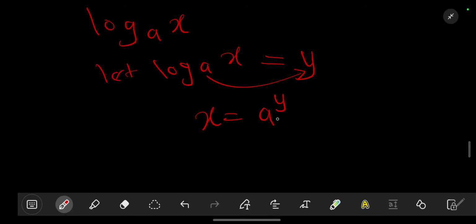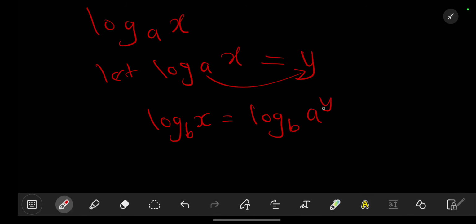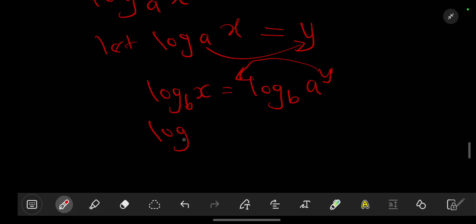Now let's say we want to introduce the log of b on both sides. So we have x is equal to a to the power of y, and we introduce the log of b. Let me write this properly: log of x base b, and log of a base b. Then this power can go here, so we are going to have the log of x base b should be equal to y times the log of a base b.